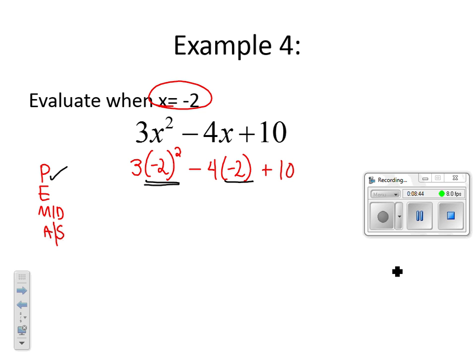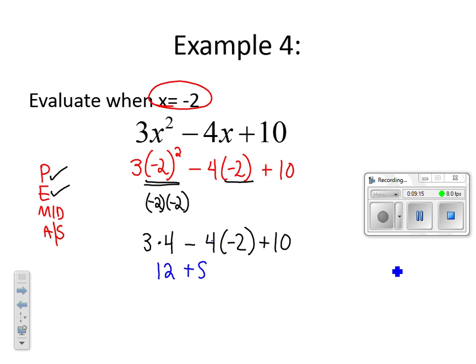Exponents. Well, this one has an exponent. That says negative 2 times negative 2. Negative 2 times negative 2 is 4. So 3 times 4 minus 4 times negative 2 plus 10. All right, now we've got the exponents done, we can do the multiplication and division. 3 times 4 is 12. Negative 4 times negative 2 is a positive 8. Two negatives when multiplied together give you a positive. Plus 10.